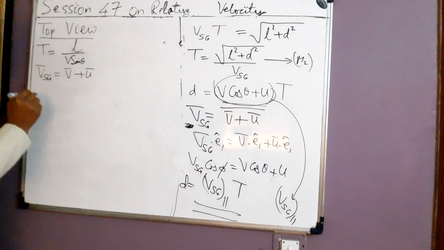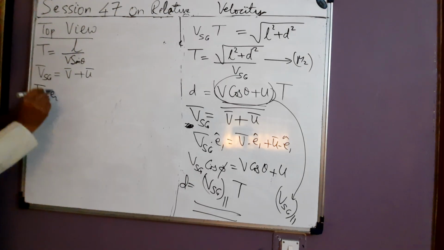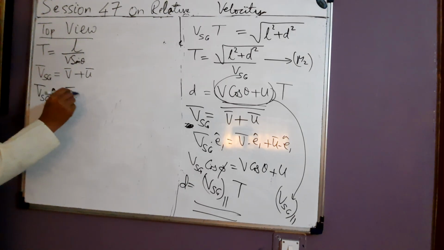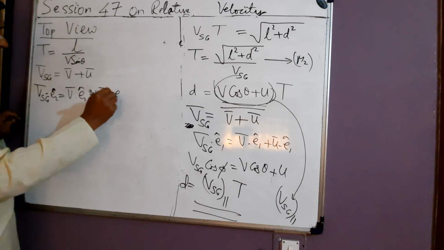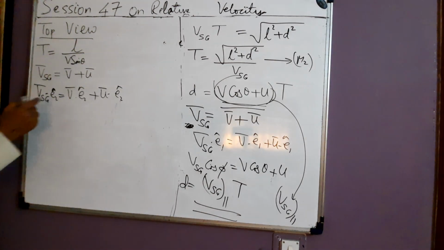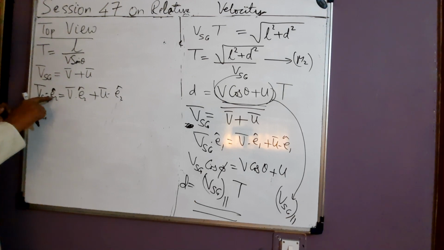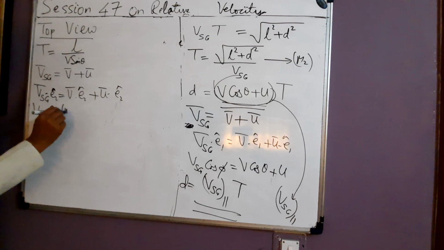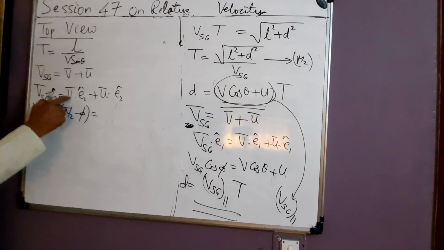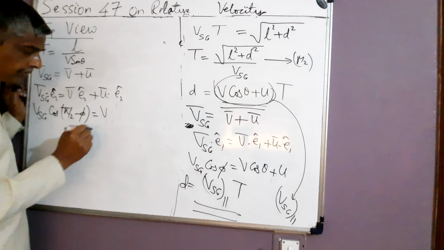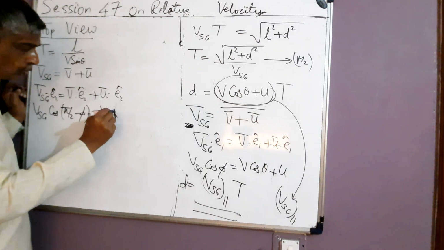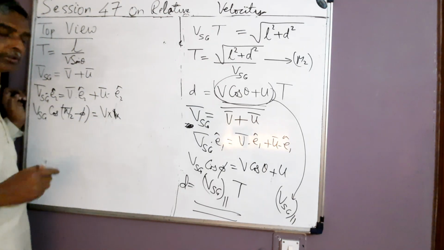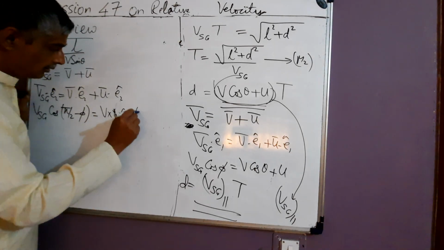Unit vector E2. So this becomes Vsg dot E2 hat is equal to V dot E2 hat plus U dot E2 hat. Now Vsg dot E2 hat is just equal to Vsg into 1 into cos of pi by 2 minus phi, from geometry which I drew just now. And what is V dot E2? This becomes magnitude of V, V, into magnitude of E2, 1, and into cos of the angle between V and E2, that is pi by 2 minus theta.